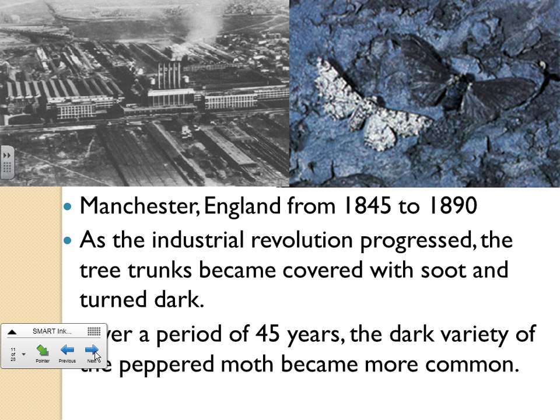From 1845 to 1890 in Manchester, England, the Industrial Revolution progressed, and the trunks of the trees became covered with soot and turned dark. And so what we now see is that the tree bark looks like this. Now the black ones are blending in better than the white ones. Over a period of 45 years, the dark variety of peppered moths became more common. And the white, peppered colored ones became less common, and we saw fewer and fewer of them until the black ones were the most common variety in the population.